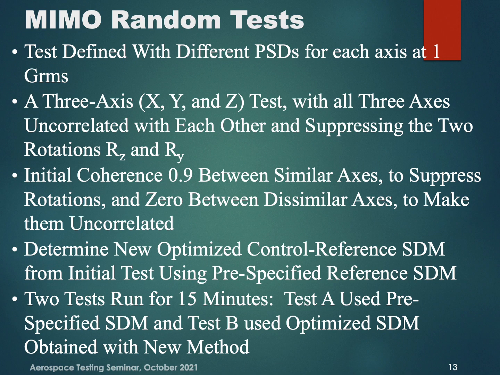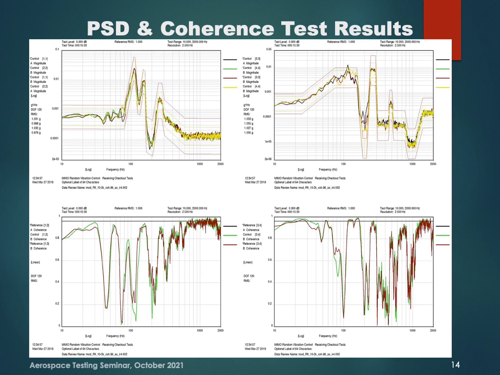We determined the new optimized control reference from an initial test using the pre-specified reference SDM. 2 tests were run for 15 minutes each. Test A used the pre-specified spectral density matrix, and Test B used the optimized spectral density matrix obtained with the new method. We retightened all the couplings between tests so that the 2 tests would start with the same initial conditions. In this plot, I'm showing the PSDs of the Y1, Y2, Z1, Z2 accelerometers with test A and test B shown at the same time.